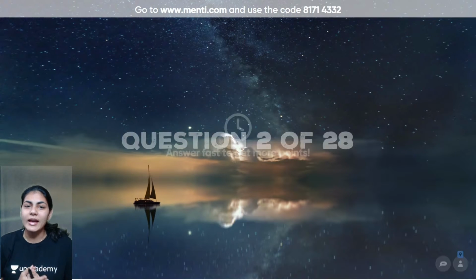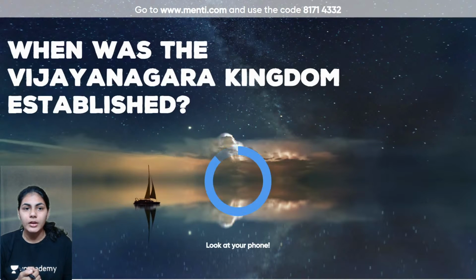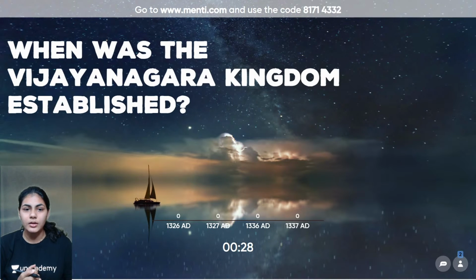Okay, quickly have a look at question 2 and then tell me if you can see the question or not. When was the Vijayanagara kingdom established? Can you all see the question on the screen? When was the Vijayanagara kingdom established? 1326, 1327, 1336, 1337. These are the options.